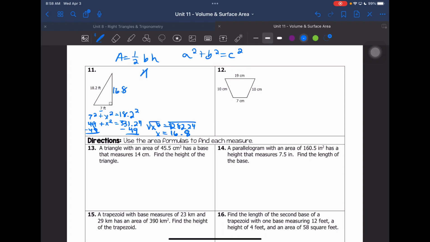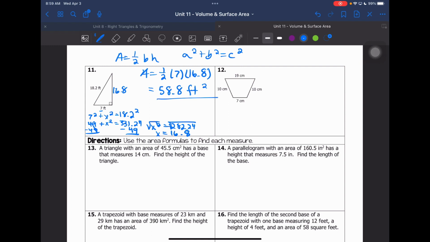And now we can find the area, because the area is 1/2 times the base, which is 7, times the height, which is 16.8. Then we would type that into our calculator and find out what the area is. It comes out to be 58.8 feet squared. So there's just one extra step that we had to do there, which was to use the Pythagorean theorem.